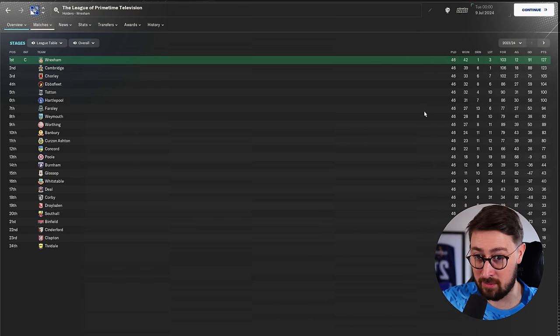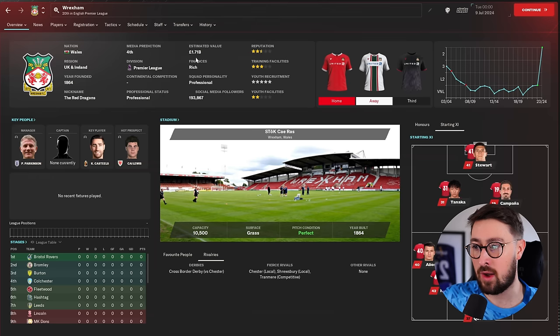You have the League of Primetime Television. Now, this is fun because this is all about finances as well. Wrexham have won this league and got themselves now £1.71 billion. Just, this is so much fun. I could actually talk about this for hours.